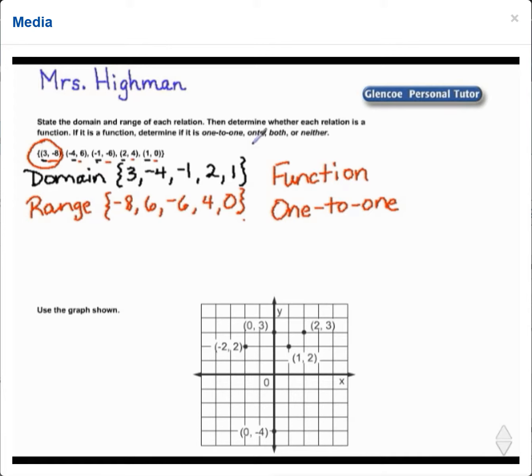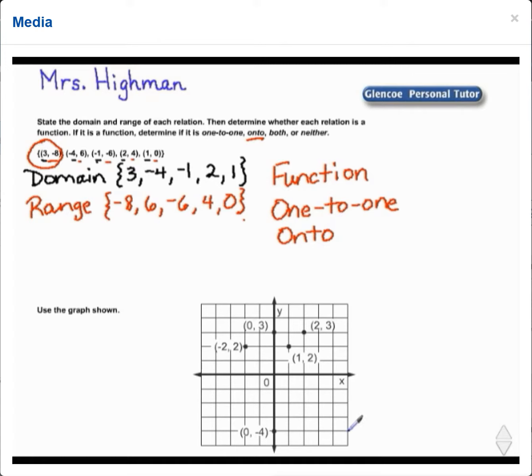Okay, now the next is onto. The function is onto if each element of the range has at least a pair in the domain. And since we already determined that it is one-to-one, saying that each element of the range does have one pair in the domain, so it is also onto.